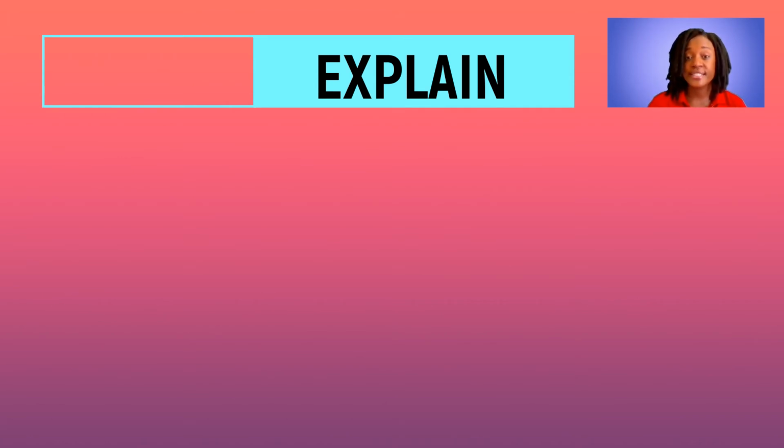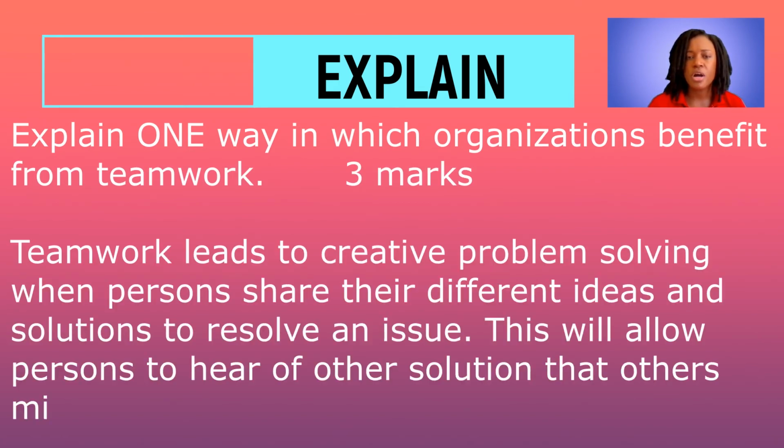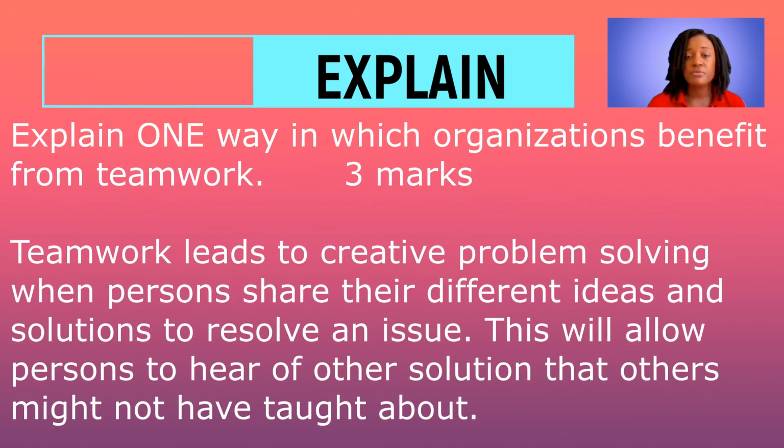Let's say you're to explain one way in which organizations benefit from teamwork, and a question like that is worth 3 marks. The first thing you're expected to do is to state the benefit. That is 1 mark. Yes, 1 mark already. So that one benefit is that teamwork leads to creative problem solving. Good. You basically just state it or list it. You have not started to explain it because we're working for the full mark. So we have 2 more marks to work for.